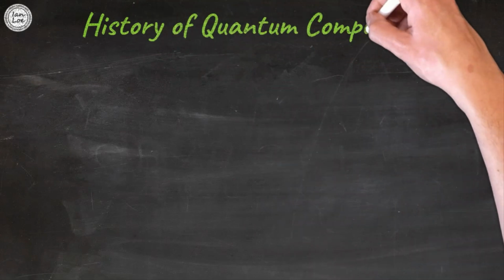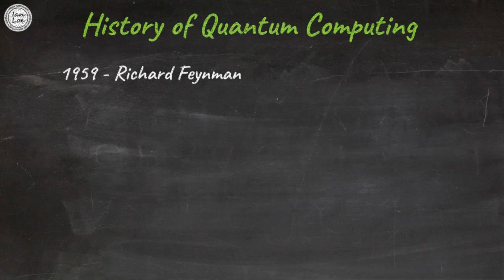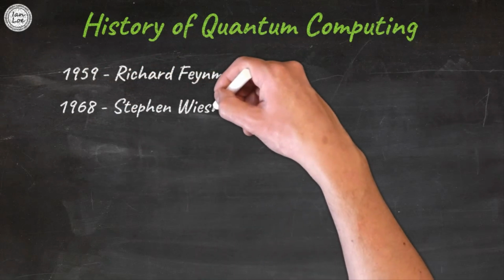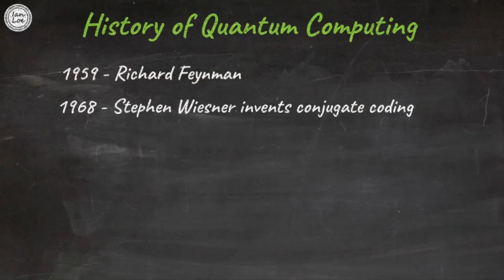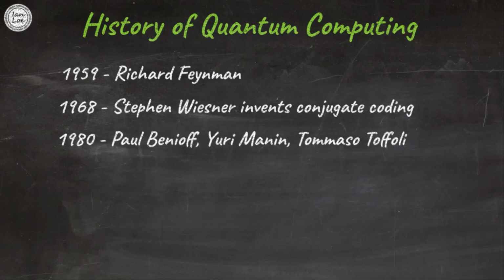Let's talk a little on the history of quantum computing. In 1959, Richard Feynman noted that, as electronic components begin to reach microscopic scales, effects predicted by quantum mechanics occur. In 1968, Stephen Wiesner invents conjugate coding. In 1980, Paul Benioff describes the first quantum mechanical model of a computer. Yuri Manin briefly motivates the idea of quantum computing, and Tommaso Toffoli introduces the reversible Toffoli gate.